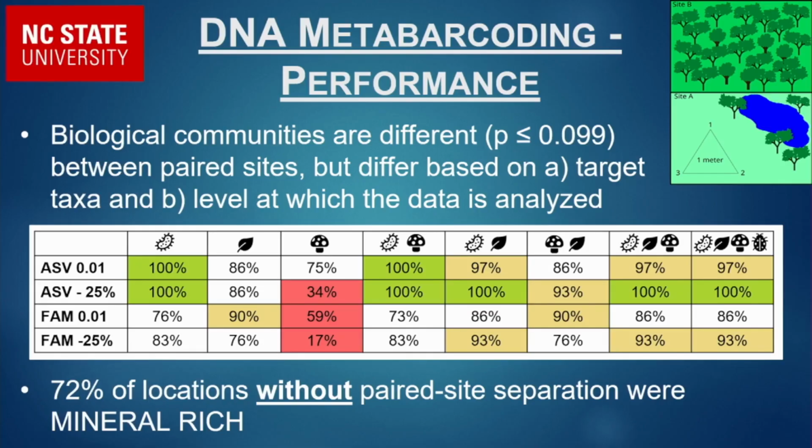Notably, the samples in which we weren't able to get the A and B separation was for when we had mineral-rich samples, which makes sense. We are harnessing the organic component of these soils for the DNA analysis, so it would make sense that they're not separated as well with this approach.